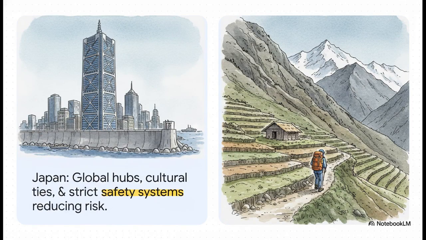Which begs the question, if these places are basically ticking time bombs, why on earth do people live there? Well, look at the stark contrast between these two populations. Japan explicitly accepts the risk in exchange for massive economic gain. I mean, their major cities are absolute global hubs for finance and tech. Plus, they have this immense confidence in their safety systems. We're talking incredibly strict building codes, massive tsunami defenses, and early warning systems that really lower the perceived risk.